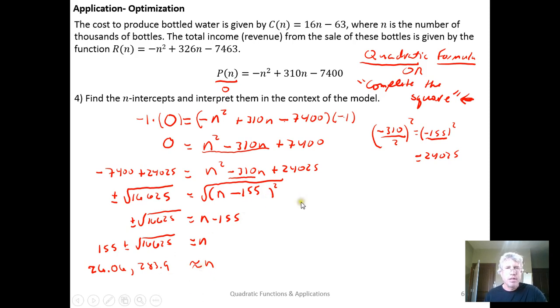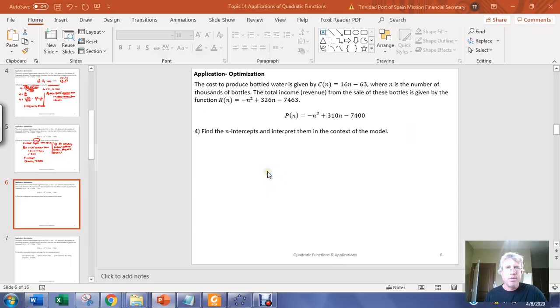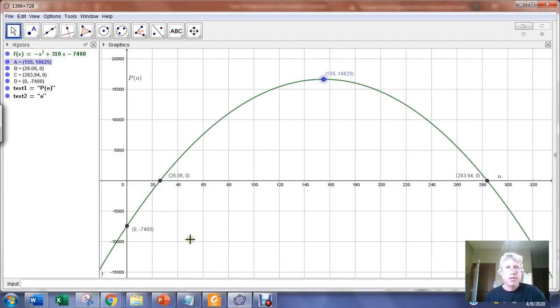So if I look back at the graph, I'm going to keep those. If I look back at the graph, right here I see the 26.06, and over here I see 283.94. So that matches, the graphical evidence matches my algebraic evidence.